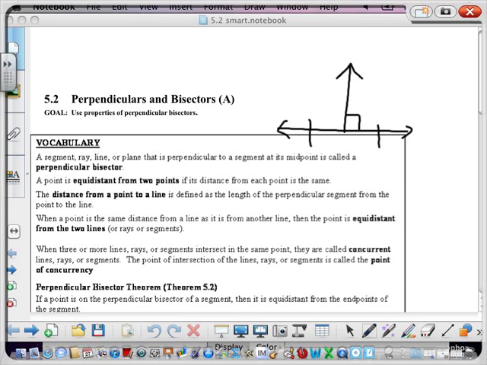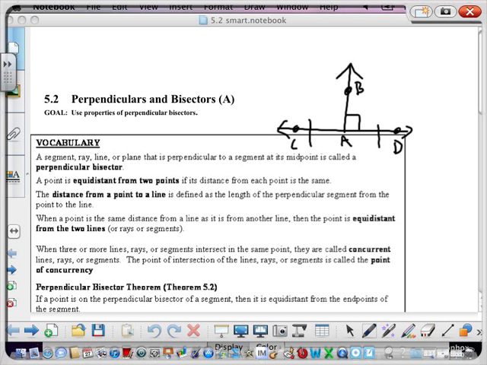Okay? So if I label this, for example, A to B, we'll call this C and D. AB bisects CD as a perpendicular bisector. It goes through its midpoint at a 90-degree angle. Both of those sides are congruent.